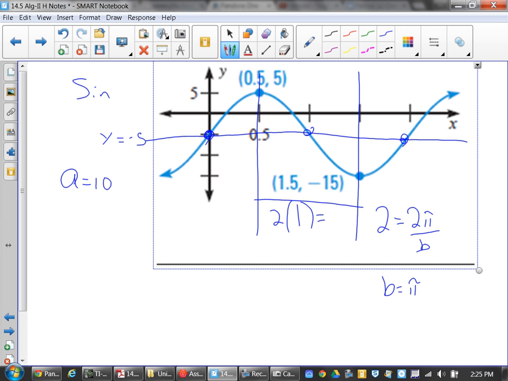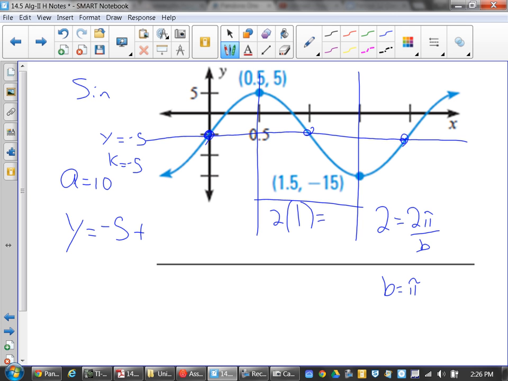So now I have an A value. I have a pi value. But what did we shift from the origin? -5. So I have a K value at -5, since this moved down. Since we're not doing horizontal shifts here, a lot of times it's nice to put the K value up front. So you can write it as y equals -5 plus, what's our A? 10 sine pi x. Or if you want to put in -5 at the end, it's okay. Just be careful not to throw it in parentheses. It needs to show.